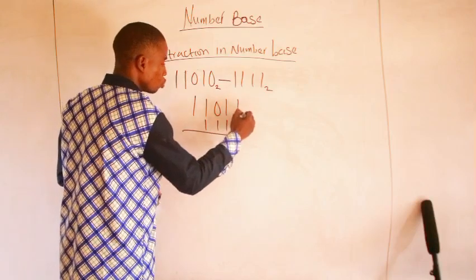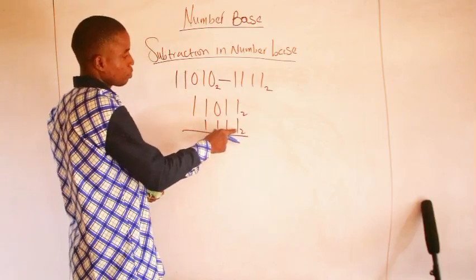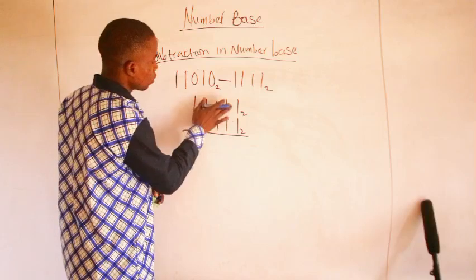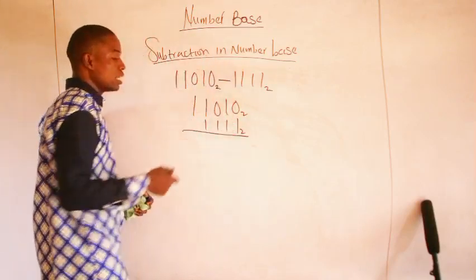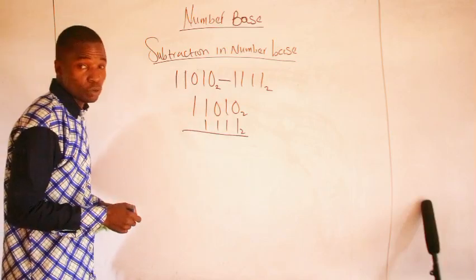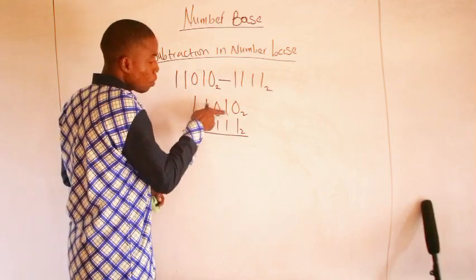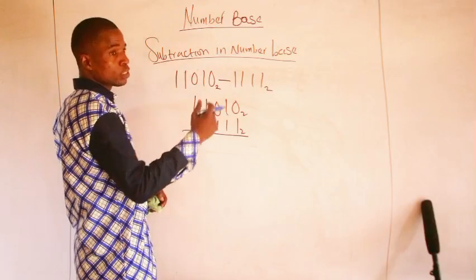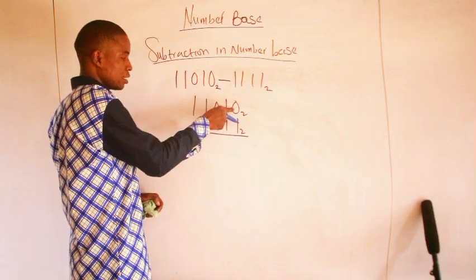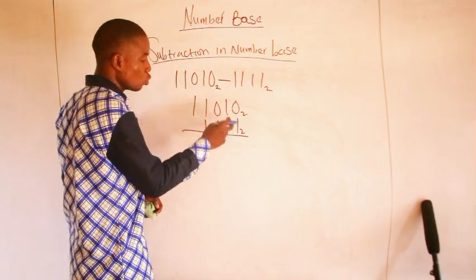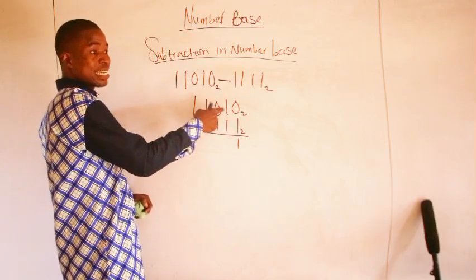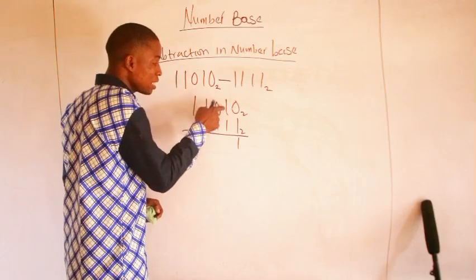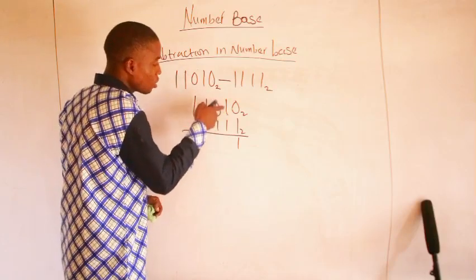Base 2. This one is 0. Now this one minus this is what? It's not possible. You borrow 1 from here, it will turn to what? Base 2 plus 1 plus 0 is what? 2. 1 minus 2 is what? 1. This one remains 0. Notice that this one remains 0. Now, 1 minus 0 is not possible.